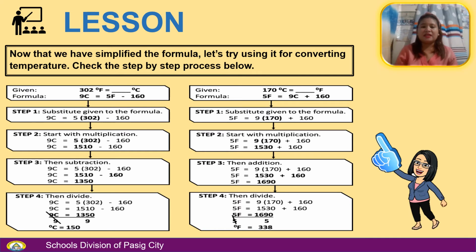Step 3, then addition. So 5F equals 1530 plus 160, which equals 1690. Step 4, then divide. 1690 divided by 5 equals degrees Fahrenheit, 338.